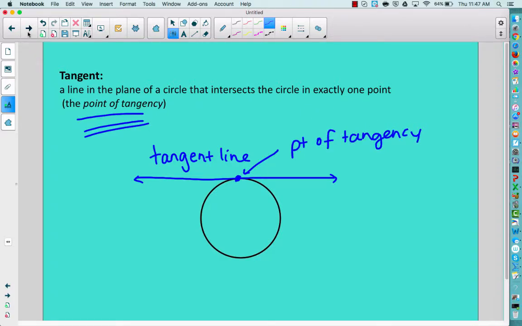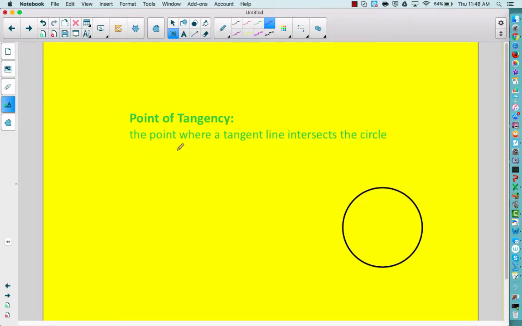Which is our next definition. The point of tangency, the point where a tangent intersects a line. So let's draw another different point of tangent line. There we go, like that. That right there is the point of tangency. All right, so we've got to be able to identify what parts there are.